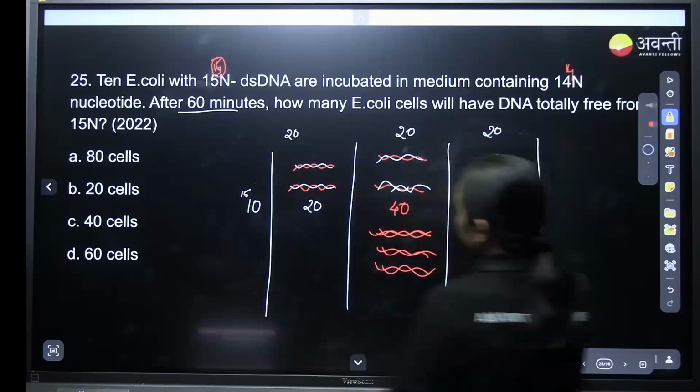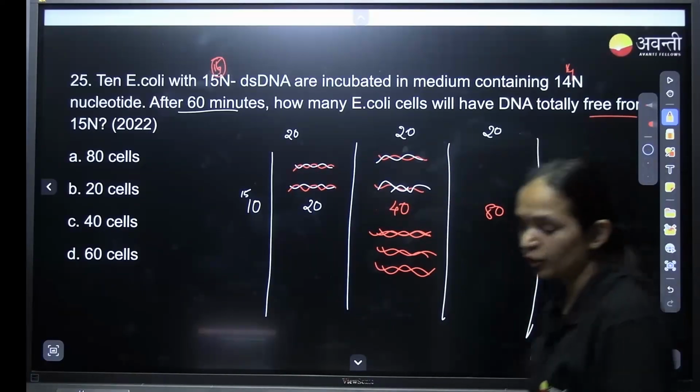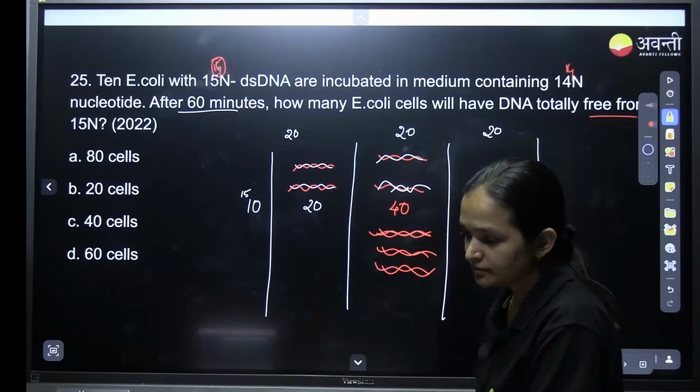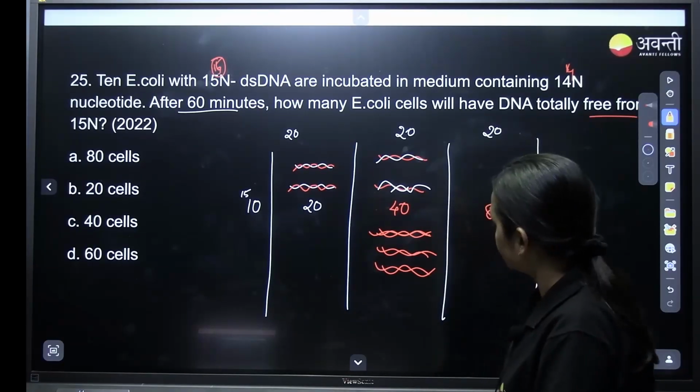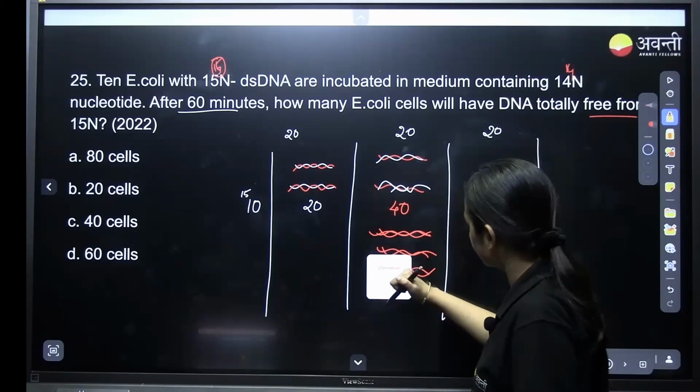We need to find how many E. coli cells will have DNA totally free from it. Tell me how many?